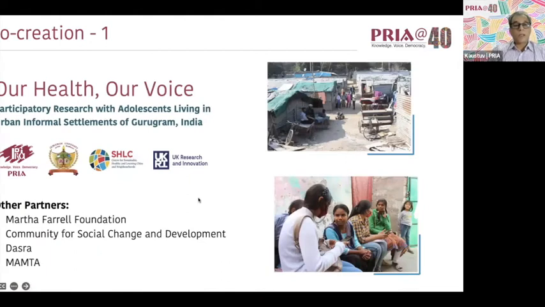So the first research study example that I'm going to use is a participatory research with adolescents living in urban informal settlements of Gurugram, or Gurgaon as it was known, in India. The study was called Our Health, Our Voice. This research study was supported by the Center for Sustainable Healthy and Learning Cities and Neighborhoods based in the University of Glasgow and funded by UKRI, UK Research and Innovation.